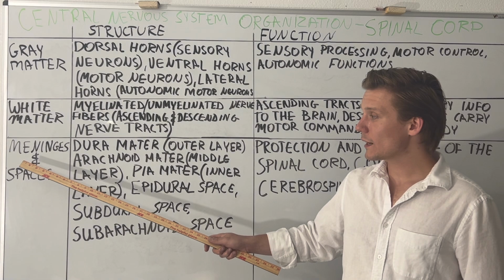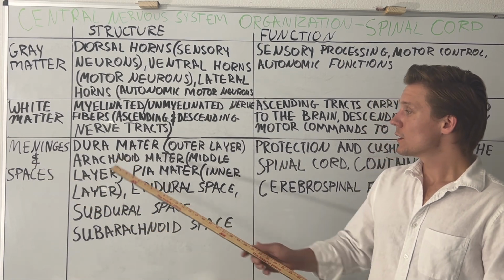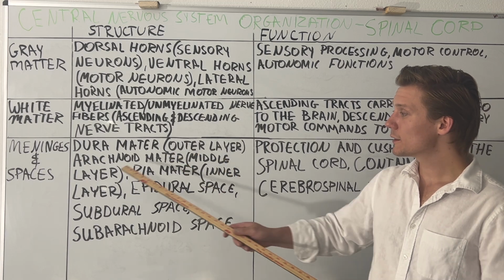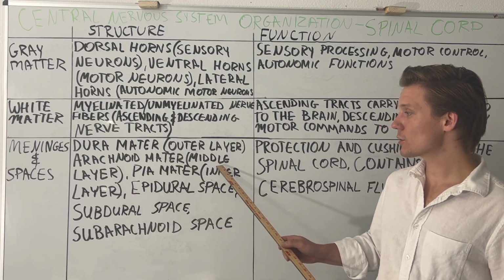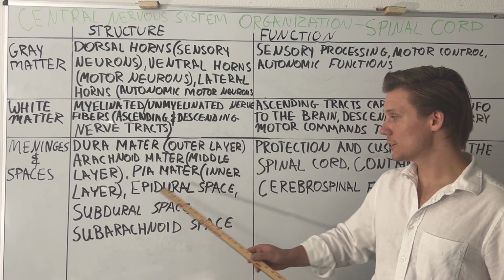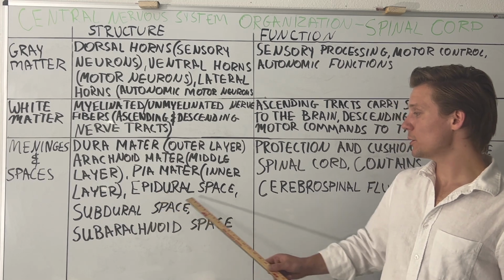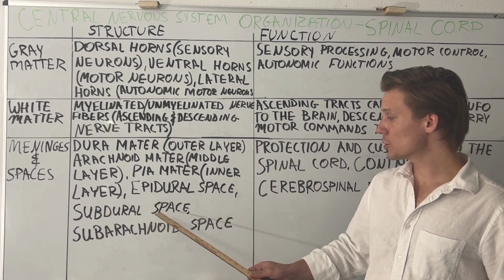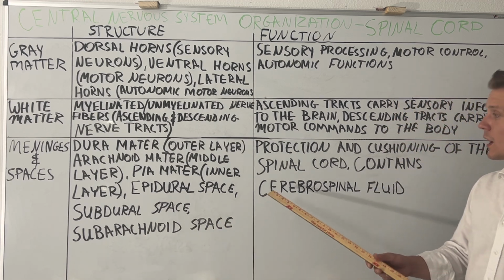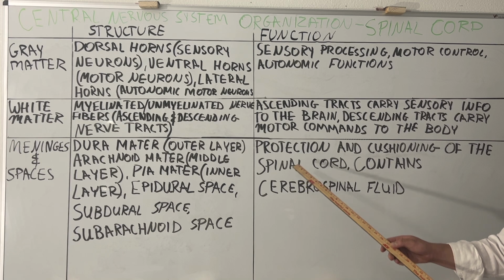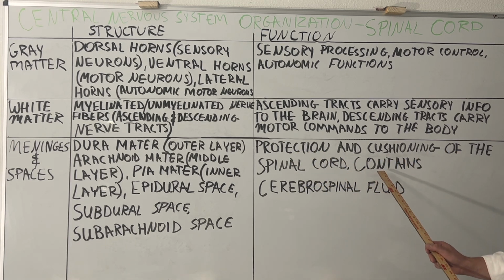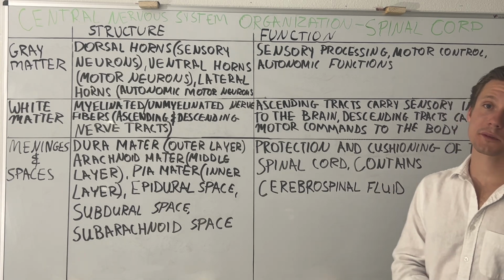And lastly, we have the meninges and spaces, consisting of the dura mater, which is the outer layer, the arachnoid mater, which is the middle layer, and the pia mater, which is the inner layer. There is also an epidural space, subdural space, and a subarachnoid space. And the function of the meninges and spaces is protection and cushioning of the spinal cord, and it also contains cerebrospinal fluid.